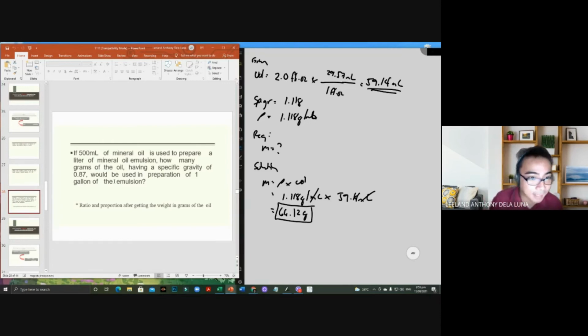Okay? Pero this time, class, ang tanong is, how many grams? Okay? Grams ang tanong dito. Okay? Ang binigay sa atin ng ratio is in ml. See this? 500 ml of oil is used to prepare 1 liter of mineral oil emulsion. So kumbaga that's 500 ml of mineral oil is to 1,000 ml of oil emulsion. Okay, or 1 liter of oil emulsion. So ang tanong dito is, how much mineral oil in grams should I use to prepare 1 gallon of the emulsion?